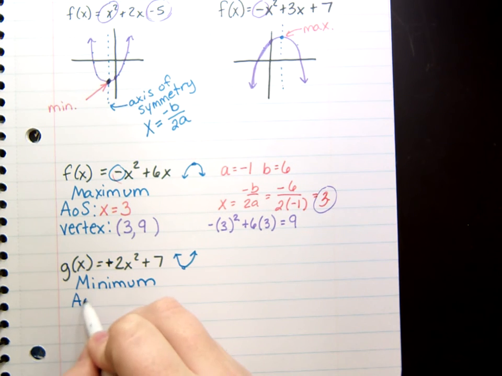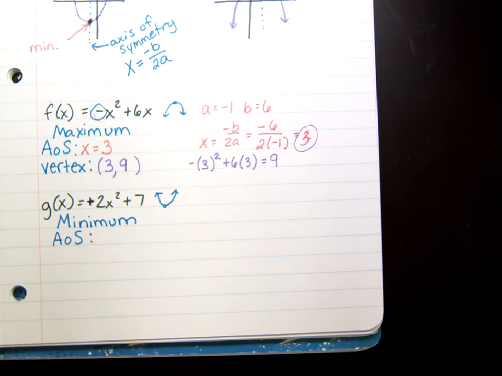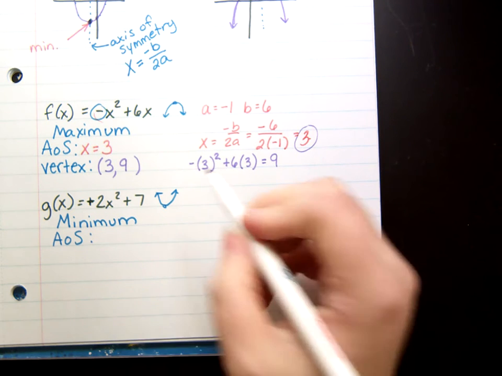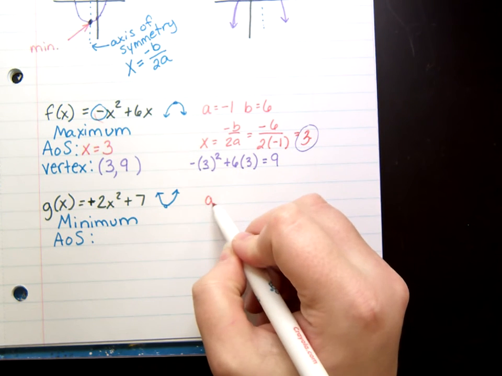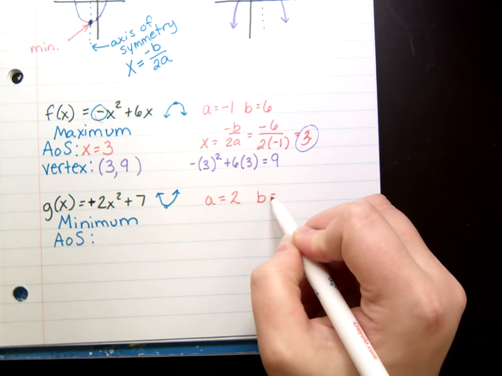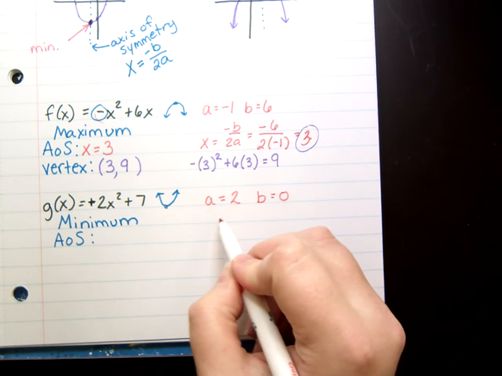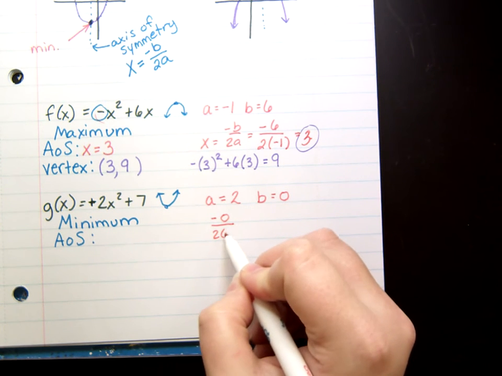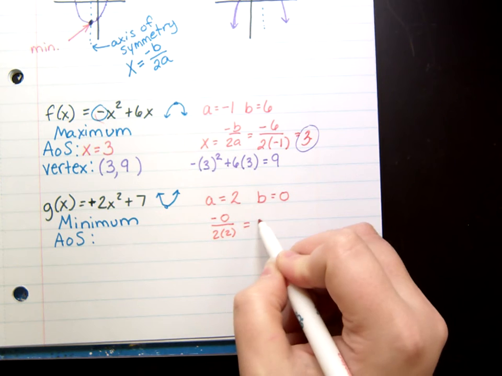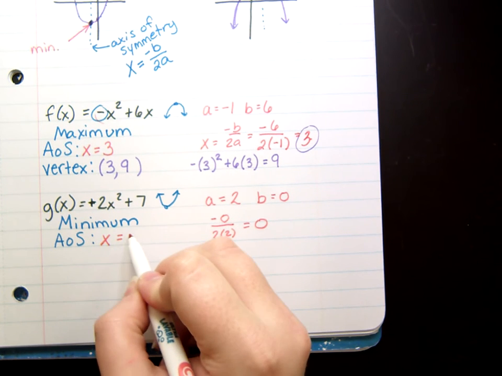For the axis of symmetry, again, it's negative b over 2a. Well, let's look at our a and b values. Our a value is positive 2. The b value is 0. Because the b value is 0, negative 0 is just 0 over 2 times 2. It doesn't matter what the bottom is. 0 divided by anything is just 0. So the axis of symmetry is x equals 0.